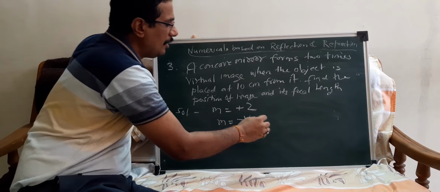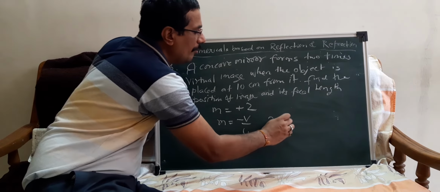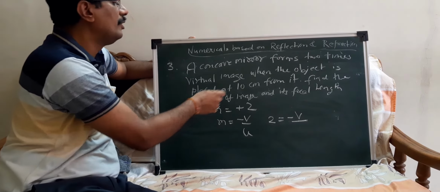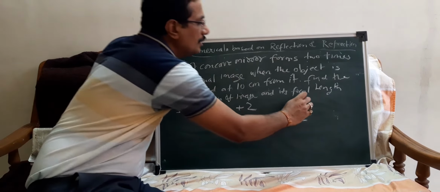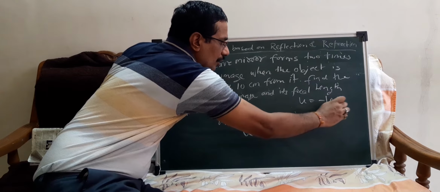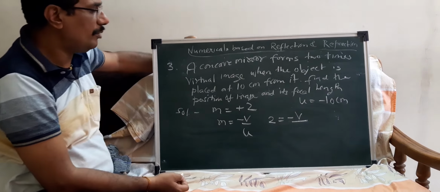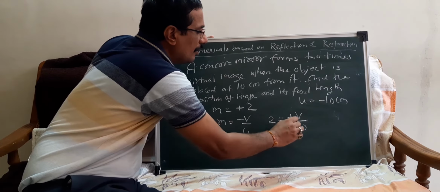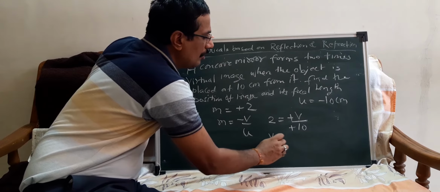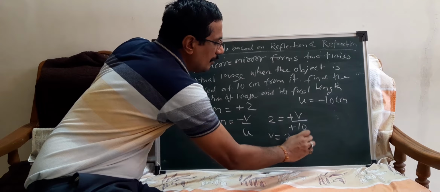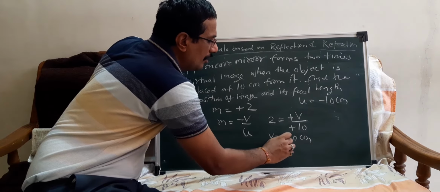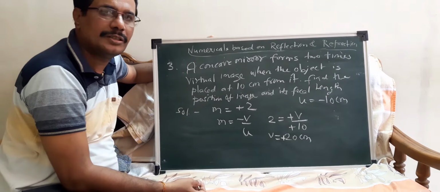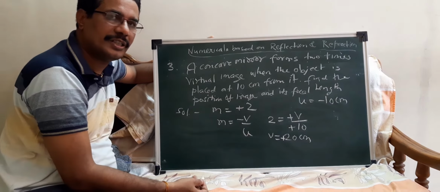So use this formula, plus 2 equal to minus v upon u. We don't know v, we have to calculate v. U is given here, placed at 10 centimeter. For this concave mirror, u is minus 10 centimeter. So you put it here, minus 10, and the minus signs cancel. V equal to 2 into 10, 20 centimeter. Again, v you got positive. That means the image is formed on the right side.